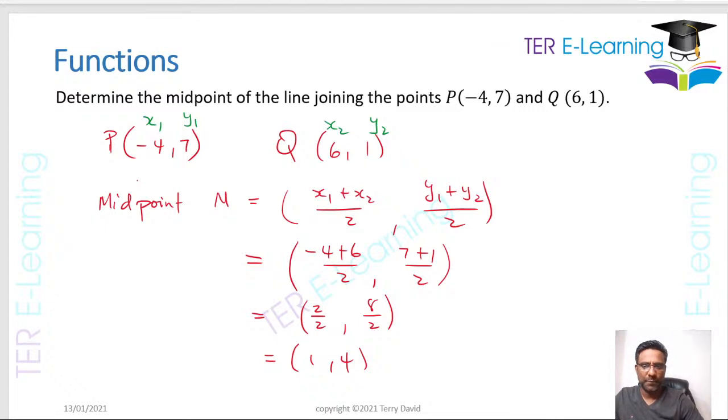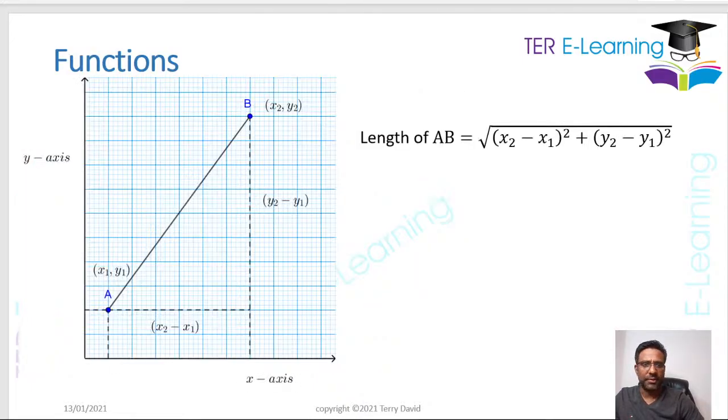Right, so the next formula that you need to know is how to find the length of a line segment. Now this formula is essentially Pythagoras' theorem. It looks confusing, but it's not really confusing. This triangle here is a right angle triangle. And if I want to find the length of AB, all I need to do is know what this distance here is.